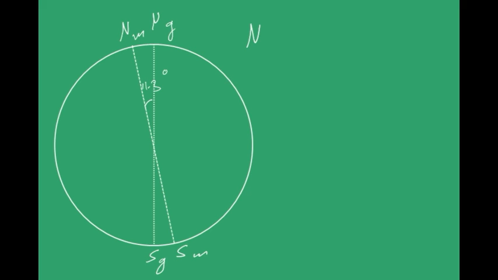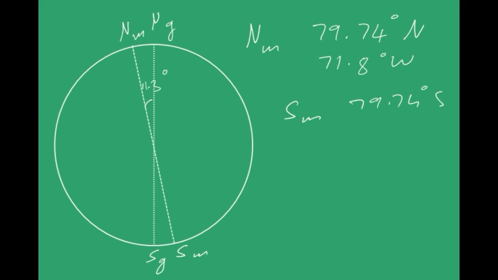Now, this magnetic north pole is at location 79.74 degrees north, this is the latitude, and 71.8 degrees west, this is the longitude. And you have the magnetic south pole at 79.74 degrees south and 108.22 degrees east. This magnetic north pole is somewhere in North Canada, and this is somewhere in Antarctica.